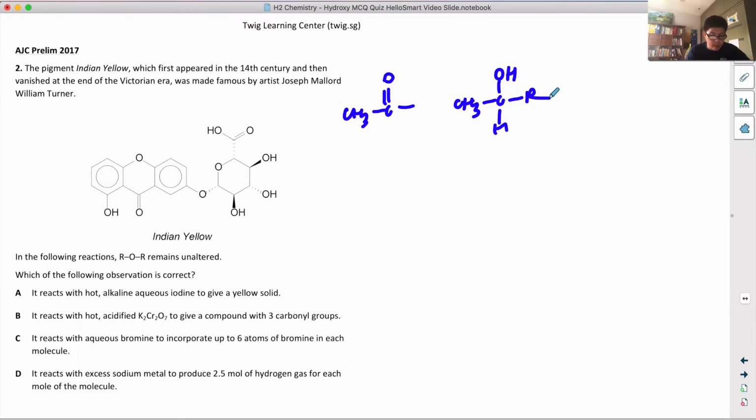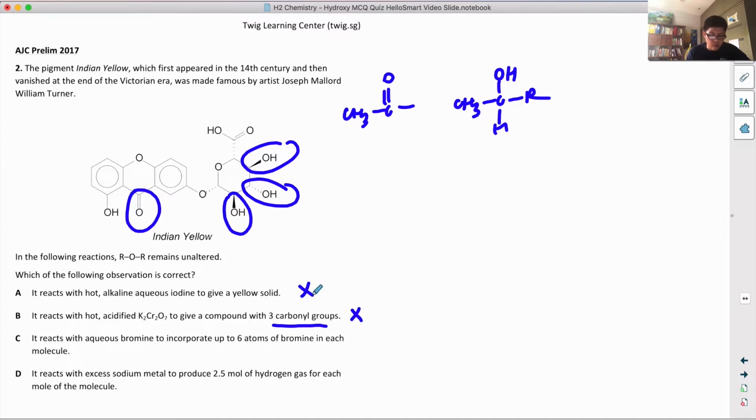It reacts with hot acidified oxidant to give a compound with 3 carbonyl groups. In fact, this will be oxidized, this will be oxidized, this will be oxidized, and all will give you a ketone. And maybe just one more here, this is actually a ketone also. So there'll be at least 4 already. So I guess this one is also wrong.